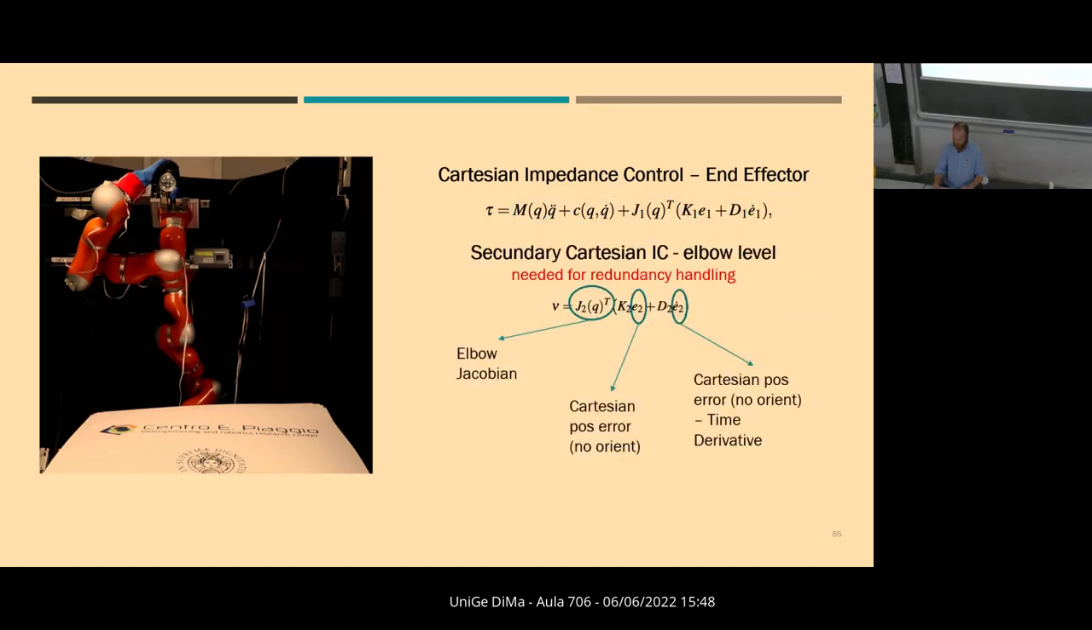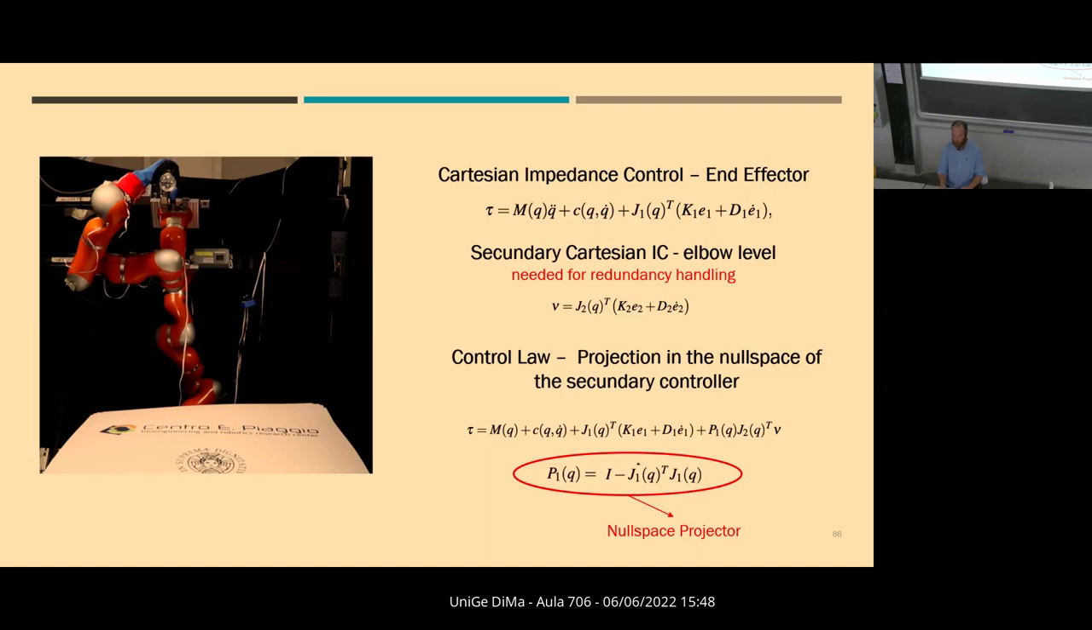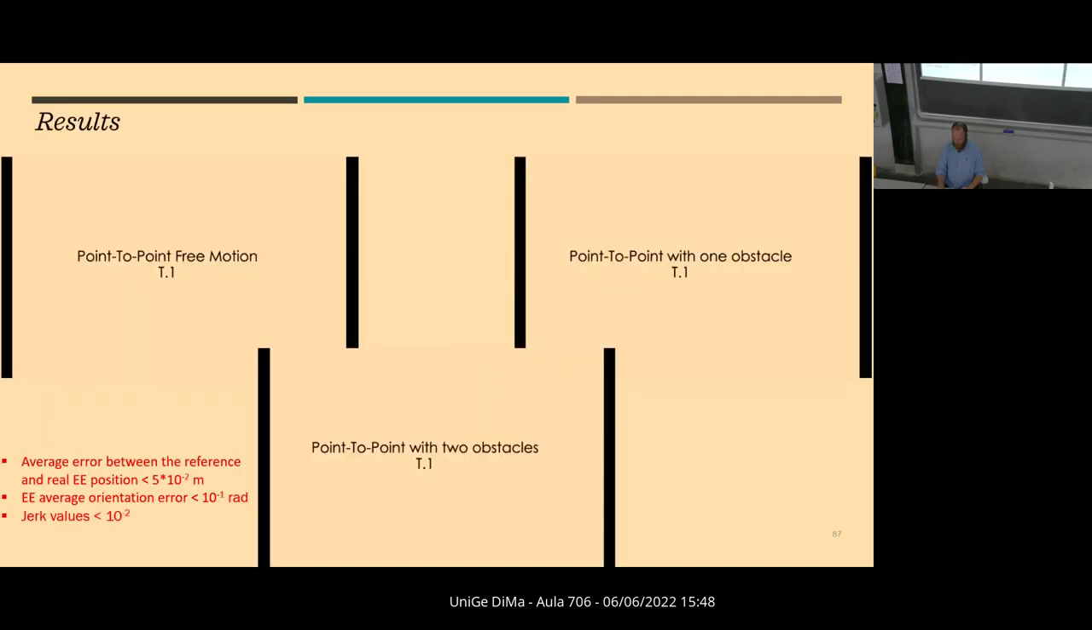And we also implemented a second impedance control. This second Cartesian impedance control is to minimize the distance between the elbow of the robot and the planned motion at the elbow level, so to handle redundancy. It is important to notice that to keep the effects of the control uncoupled, we projected the second controller in the null space of the first one. And this is what we get.